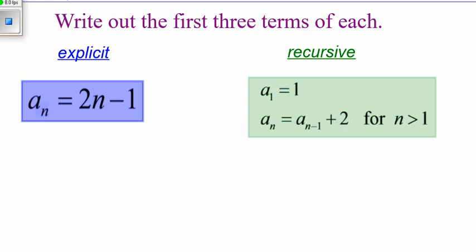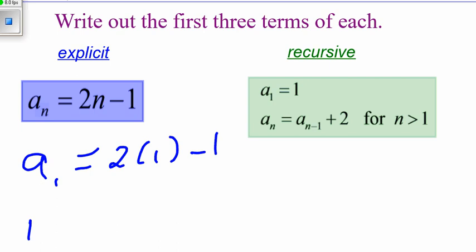Okay, so how do we do this? For example, I can look here and say when n is 1, a sub 1 would be 2 times 1 minus 1. So the first number in my sequence is 2 minus 1, which is 1. The second number, I'm going to put in 2. So a sub 2 is 2 times 2, which is 4, minus 1 is 3. So this was my a sub 1.